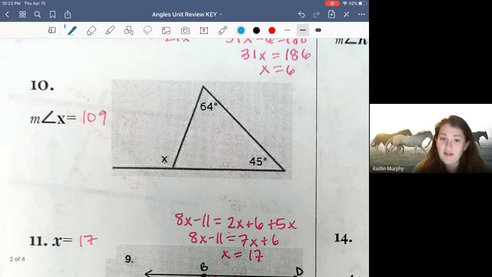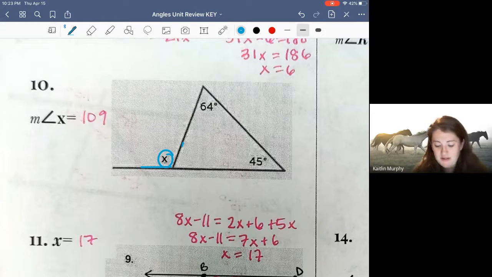On number 10, we have another exterior angle. This one's pretty straightforward. We just have x is our exterior triangle angle, so that should equal the sum of 64 plus 45. I got 109 for the measure of angle x.